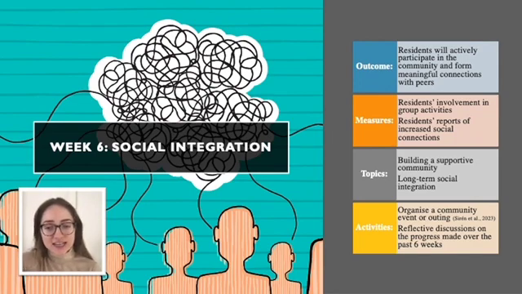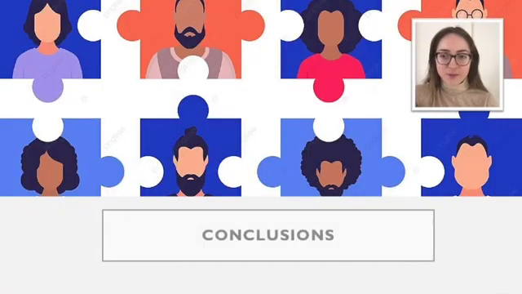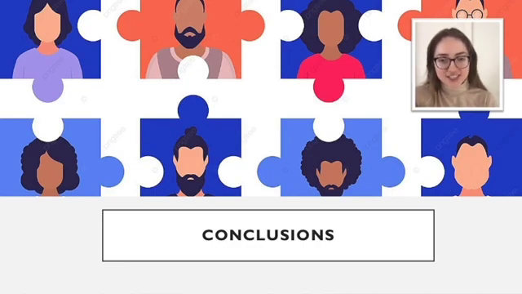Activities include organising a community event or outing. Residents will participate in reflective discussions on the progress made over the past 6 weeks. By the end of our 6-week programme, participants will have learnt valuable skills for social communication and will be able to use strategies for effective social interactions with others.